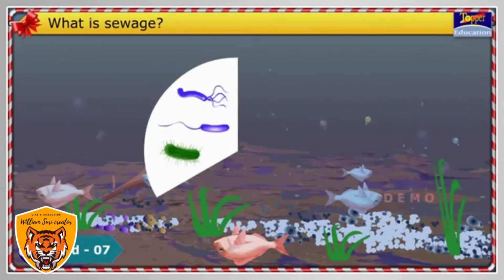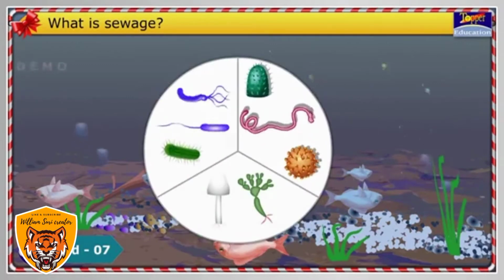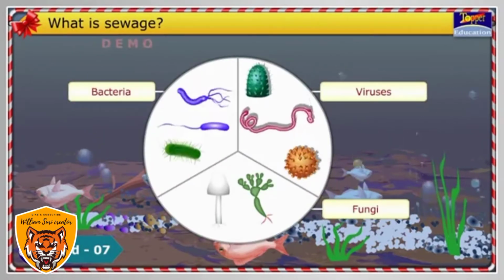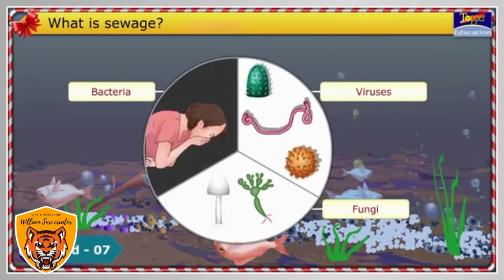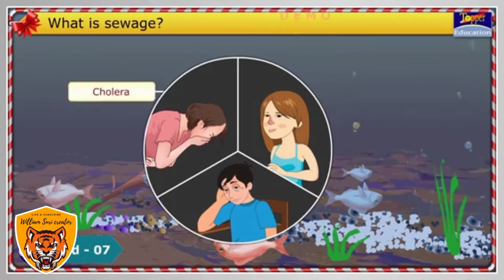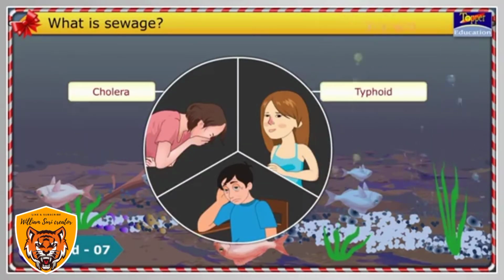Water contaminated with sewage may contain bacteria, viruses, fungi, and parasites which cause diseases like cholera, typhoid, and jaundice.